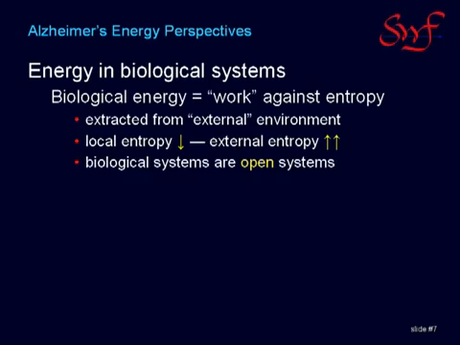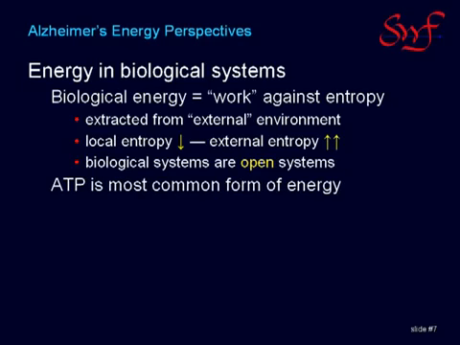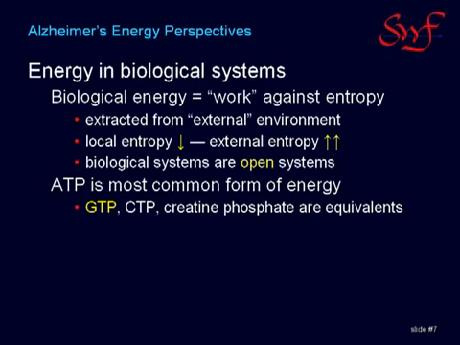The anti-entropy currency that living systems use is ATP, or adenosine triphosphate. ATP is also called the energy molecule because it drives the enzyme activity needed for life. There are variations on ATP called GTP, CTP, and creatine phosphate that can be produced from ATP and can convert back into ATP. GTP and creatine phosphate have a special role in the brain.